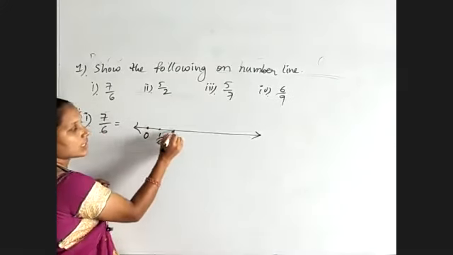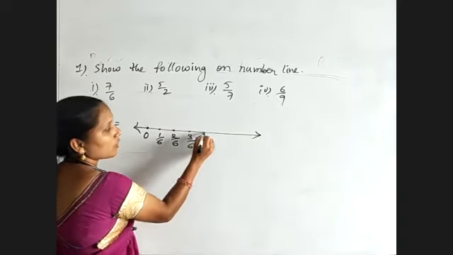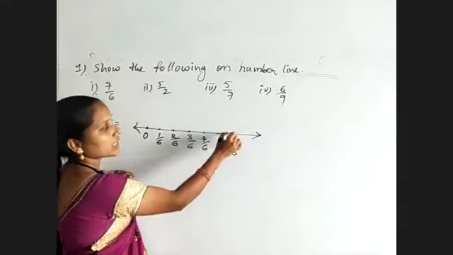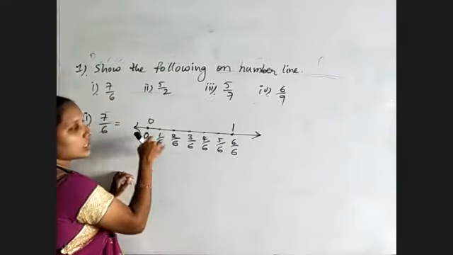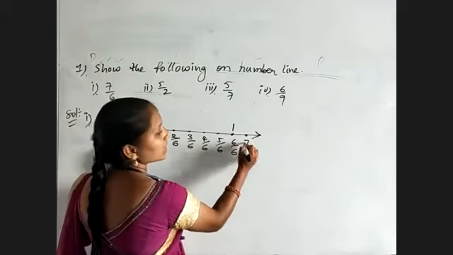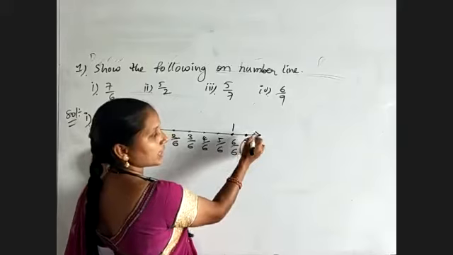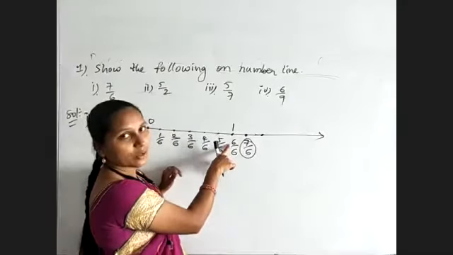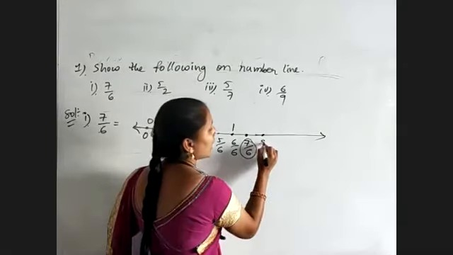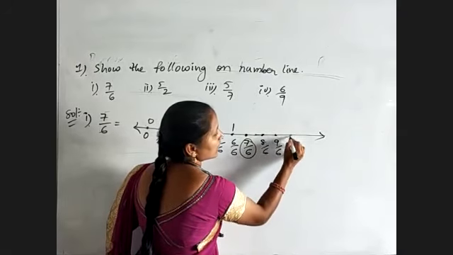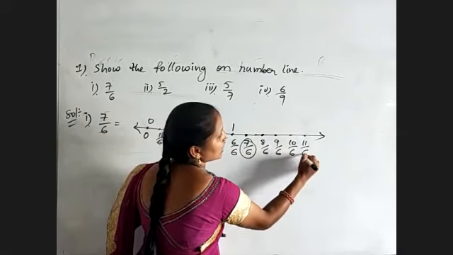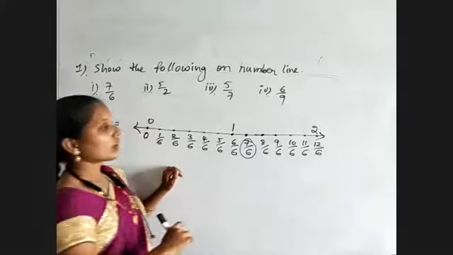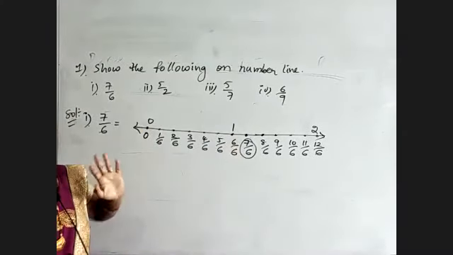0, 1/6, 2/6, 3/6, 4/6, 5/6, 6/6. 6/6 is 1, 0 to 1, but we need 7/6. So 7/6 is lying more than 1, means it is lying between 1 and 2. So till 2 we must write. That is 6 plus 6, 12 now. So till 12/6 we have to write. 8/6, 9/6, 10/6, 11/6, 12/6. 12/6 is 2. So 7/6 is lying between 1 and 2.